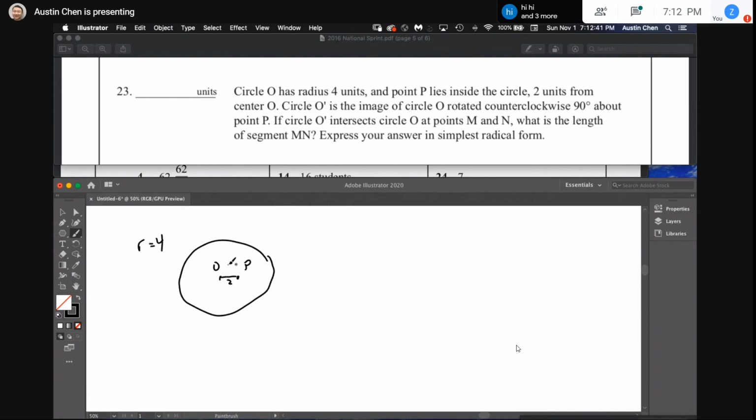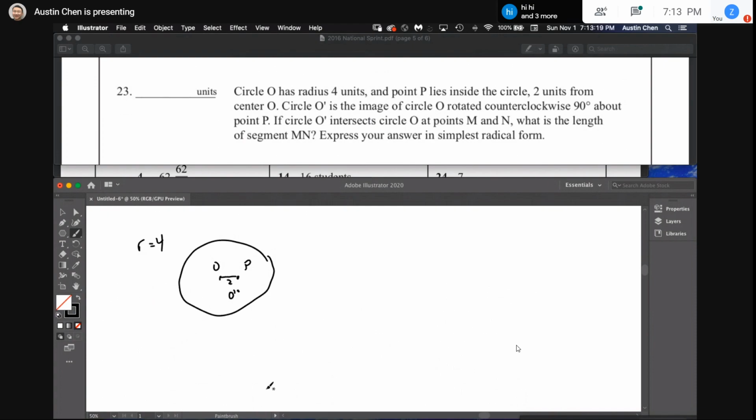Circle O prime is the image of O rotated counterclockwise 90 degrees about point P. So using point P as reference, we're going to rotate circle O counterclockwise this way 90 degrees. So our new center O prime, actually, will have to be like right here, right? Because we're rotating about point P. And then circle O prime will intersect the circle O at points M and N, and we want to find that length of the segment.